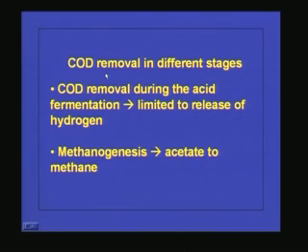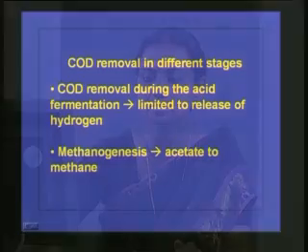And if you want to see the COD removal in different stages of an anaerobic process, the major COD removal is taking place in methanogenesis. What is happening? The acetate is converted to methane and carbon dioxide, and another COD reduction takes place in fermentation. There, the electron transfer is released as hydrogen molecules. So whatever amount of hydrogen is liberated, that much COD reduction is taking place in the fermentation process, but the major contribution of COD reduction is only in the methanogenesis step.